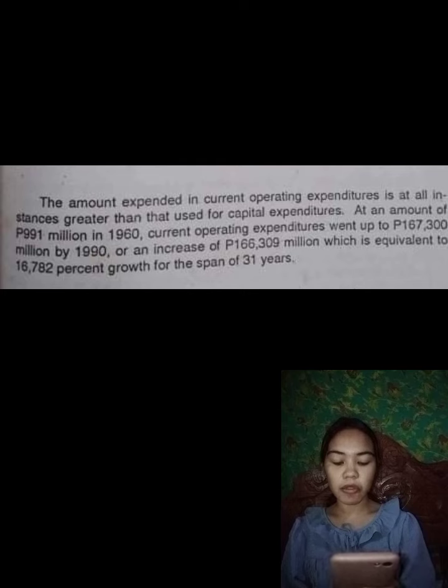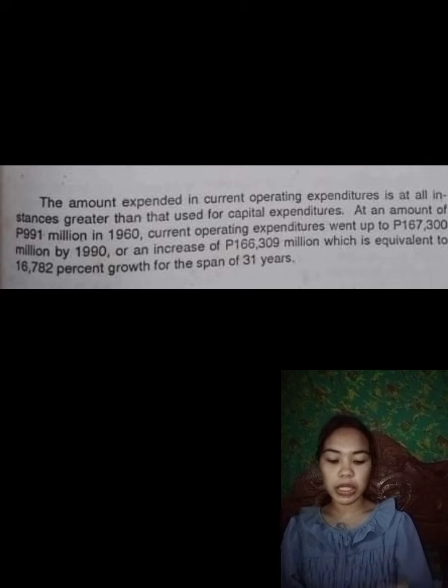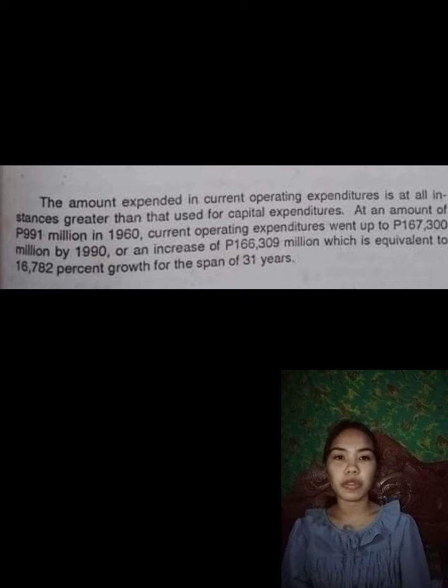At an amount of 991 million in 1960, current operating expenditures went up to 167,300 million by 1990, or an increase of 166,309 million, which is equivalent to 16,782% growth for the span of 31 years.